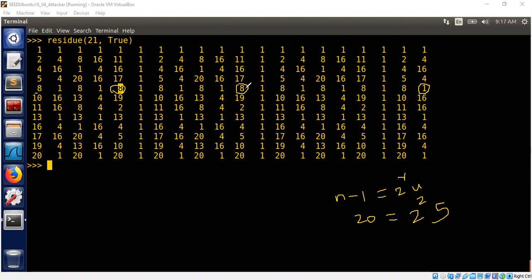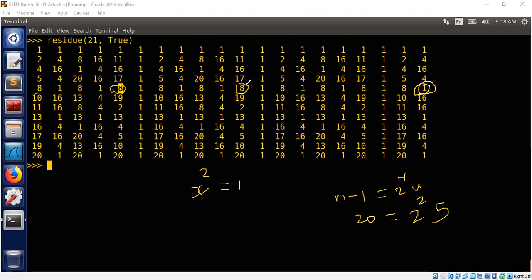This is because, recalling the equation x square is equal to 1, it has only two roots, plus or minus 1, if the number n is a prime number. But we have ruled out that the previous number is minus 1, and we assumed that the previous number is not 1 because this is the first occurrence of 1. That means this element must have been other than 1 and minus 1. That means the number is not a prime number. The number 21 is not a prime number.